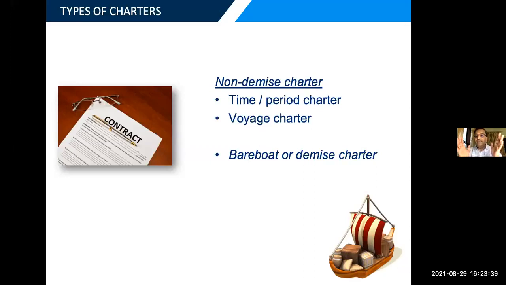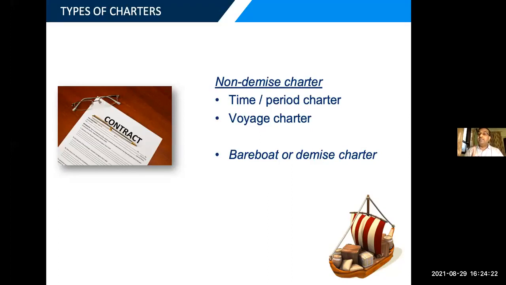Now you have a very clear idea what we mean by indirect operating expenses and direct operating expenses. Under a voyage charter, the ship is employed for a voyage wherein the ship has to load cargo from a particular port and discharge cargo to a particular port. Under a voyage charter, all direct operating expenses, meaning bunker cost, port cost, canal dues, stevedoring, agency fees, will be borne by the owner of the ship.